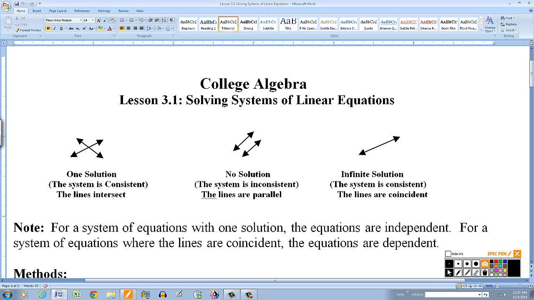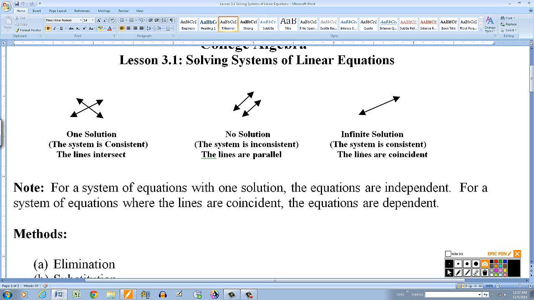And if you have, say, two identical equations, they're going to produce the same graph. So we're going to say the system is consistent. The lines are coincident. They coincide. In that case, you're going to have an infinite solution set. So in the note here, I have for a system of equations with one solution, the equations are independent. For a system of equations where the lines are coincident, that is, they coincide, the equations are dependent.